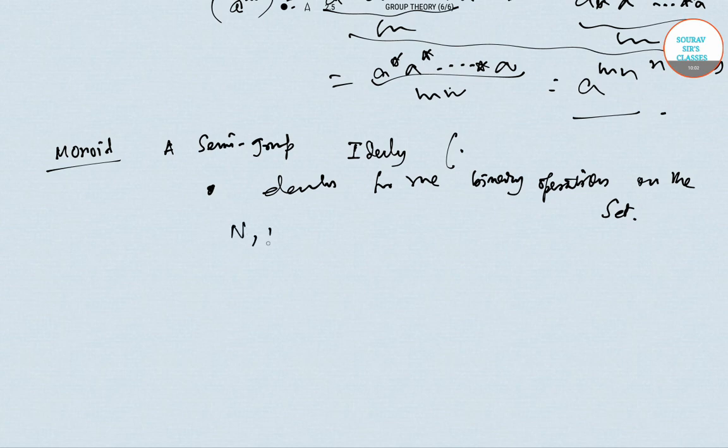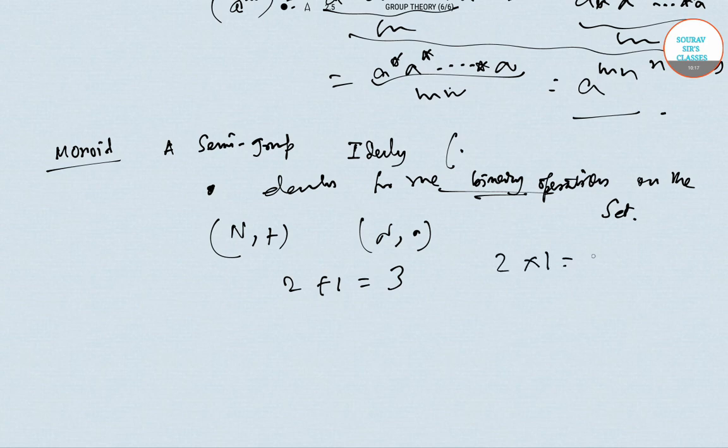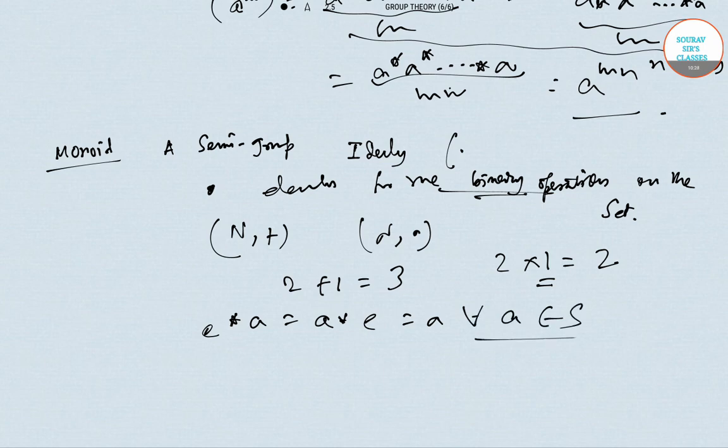So remember that N with plus is not a monoid, but N with multiplication is a monoid. There has to be an identity element. In case of plus, if we say 2 plus 1, it gives you 3, but 2 into 1 gives you 2. So 1 is considered an identity element, because e star a equals a for all values of a in S. So the identity element is not changing the pattern.